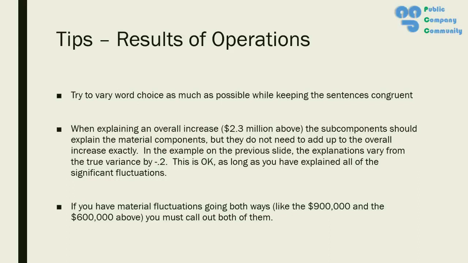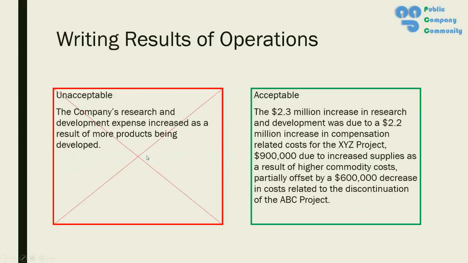And then when explaining an overall increase, like in that $2.3 million that I was talking about before here, see, we could have just stopped at this 2.2, right? Because we don't have to explain the entire 2.3. We just need to explain the material changes in that 2.3. So we could have stopped. But you can't really just stop if there are other material items going both ways. You need to talk about those other things too.